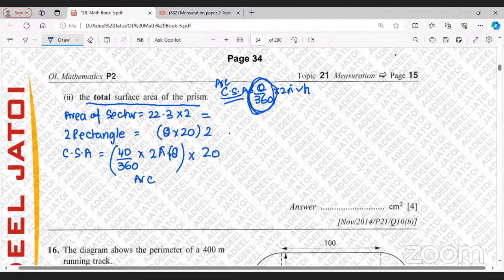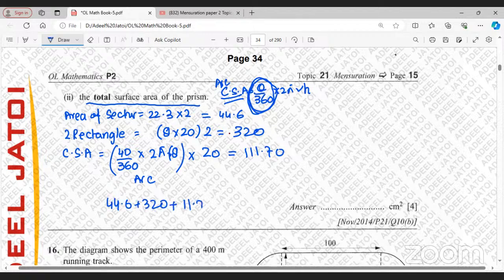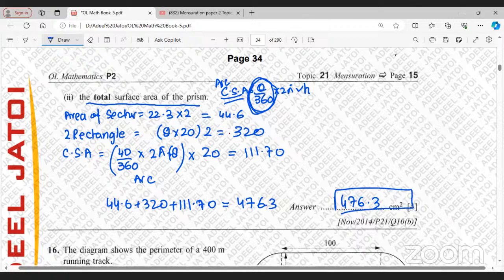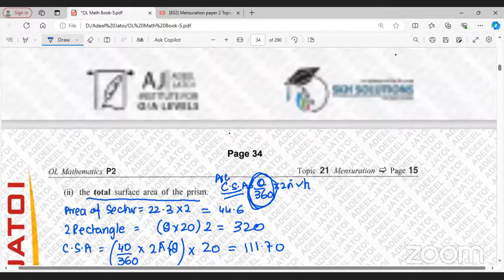So when we multiply this, 22 into 2 will be 44.6. 8 into 20 into 2 is 320. And this will be 111.70. So when we add them, 44.6 plus 320 plus 111.70, the answer is 476.3 centimeter square. So this is what we need to find out when we are dealing with the arc.